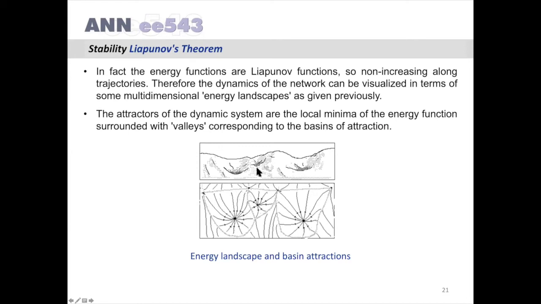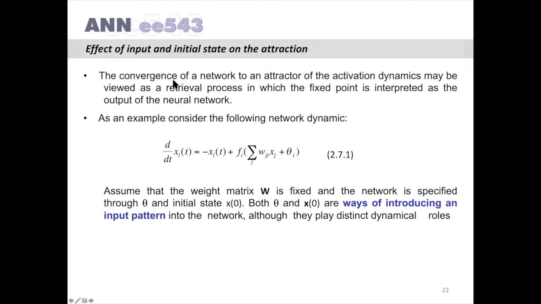The convergence of a network to an attractor of the activation dynamics may be viewed as a retrieval process in which the fixed point is interpreted as the output of the neural network.